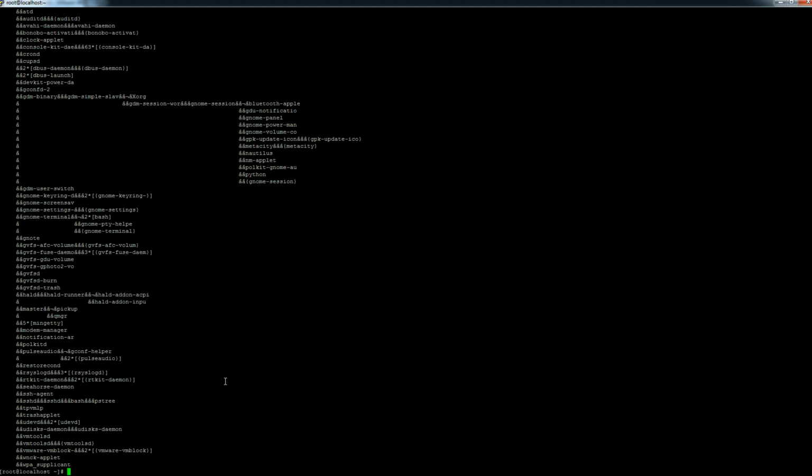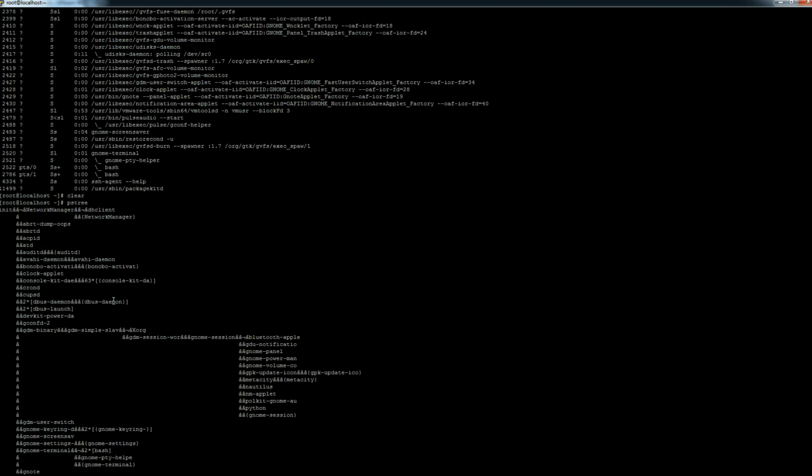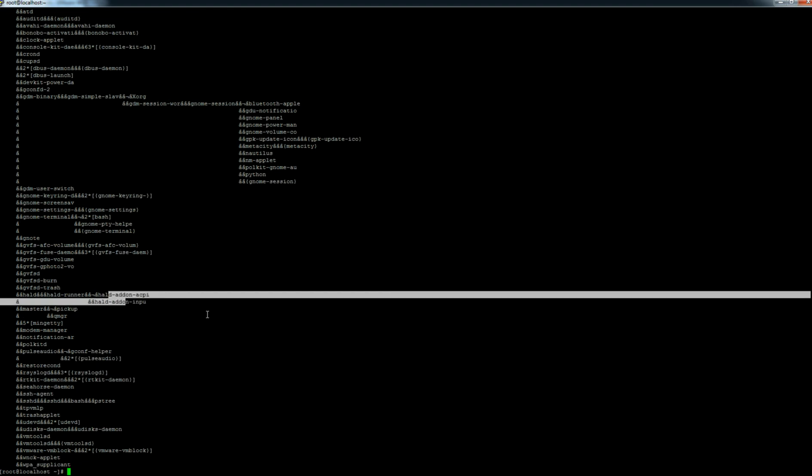So that provides a tree view. What you could also do is pstree. It gives you a lot of the same information, but just not as clean. That's why we're using ps.